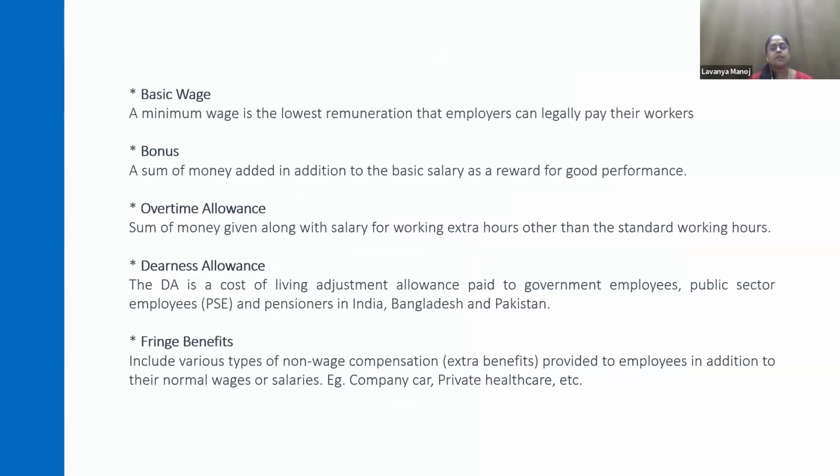So these are the various extra benefits which an employee gets other than the salary, along with the salary. Basic wages is something, a minimum wage. So if you take your pay slip, the basic pay or basic salary would have been mentioned in your pay slip. So that is the lowest remuneration employers can legally pay for their workers. So for example, if I am drawing 20,000 a month, my basic salary can be 6,000 or 7,000. The other remaining can be extra added fringe benefits or other benefits and everything.